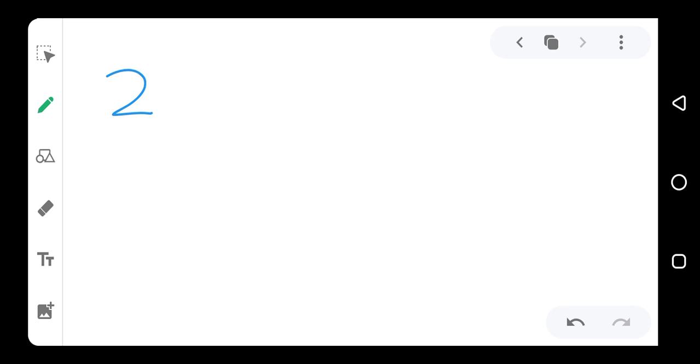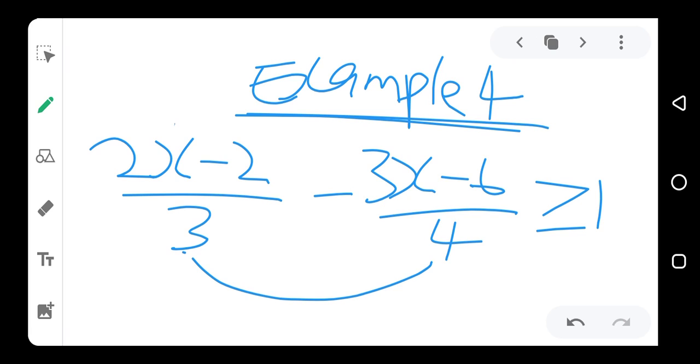It becomes, let's say, 12 divided by 3 will give us 4. Then 4 times 2x. See, the LCM is 12. We now say 12 divided by 3, that will give us 4. We use the 4 and times this. Then we come to this side and say 12 divided by 4, that will give us 3. We use the 3 and times this. Then everything, the common denominator is now 12. Then it's greater than or equal to 1.